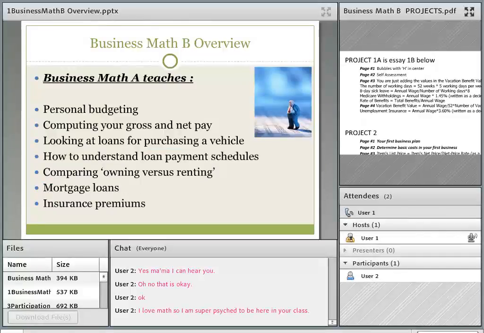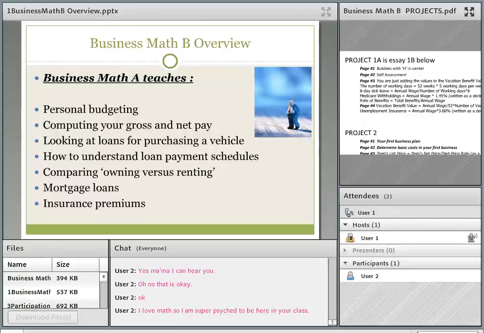First, I'm going to go over just a few of the concepts that are covered in Business Math A. The first concept is personal budgeting. We all need this. It is something that's very practical, and you're going to learn how to do a budget with your income and your expenses. So that ought to be very helpful to you.